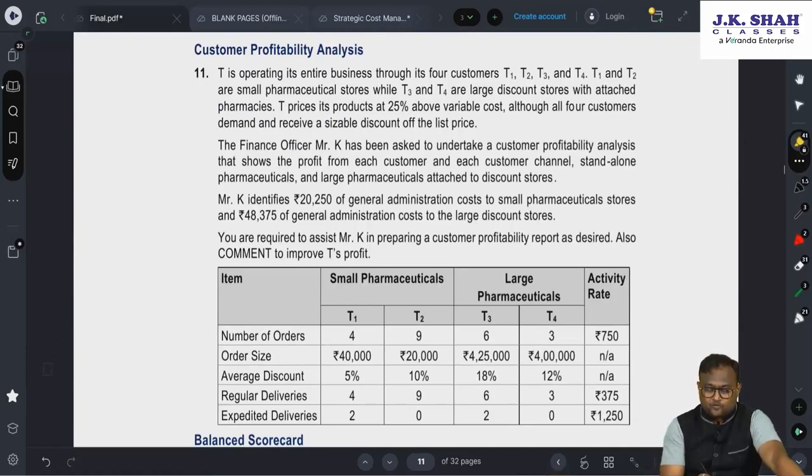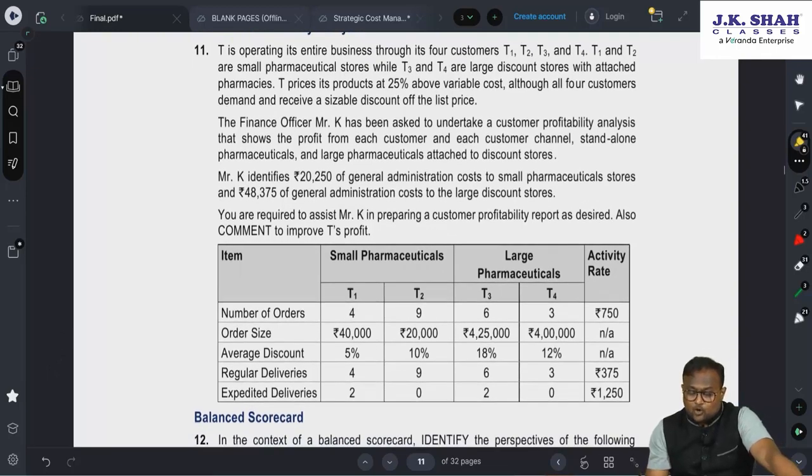This is a very simple question. This is from our JKC textbook only. T is operating its entire business through four customers, T1, T2, T3, T4. T1 and T2 are small pharmaceutical stores and T3 and T4 are large discount stores. So there are four customers, two segments: small, which has T1, T2, and large, which has T3, T4. T3 prices its product at 25% above the variable cost. So once you know the variable cost, you can simply add 25% and you'll get a sales value. Although all four customers demand and receive a sizable discount of the list price.